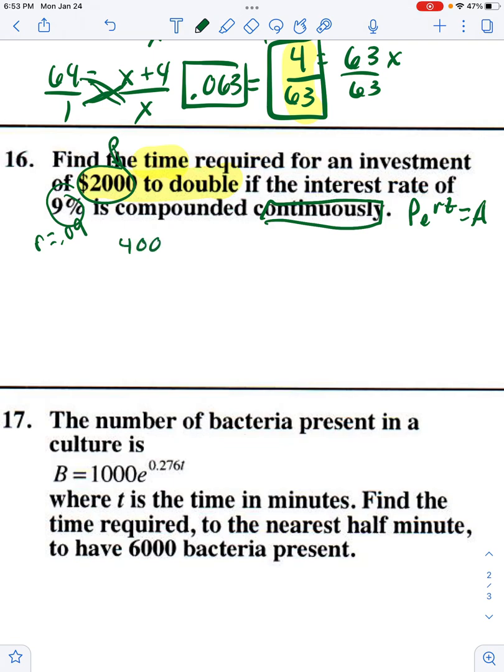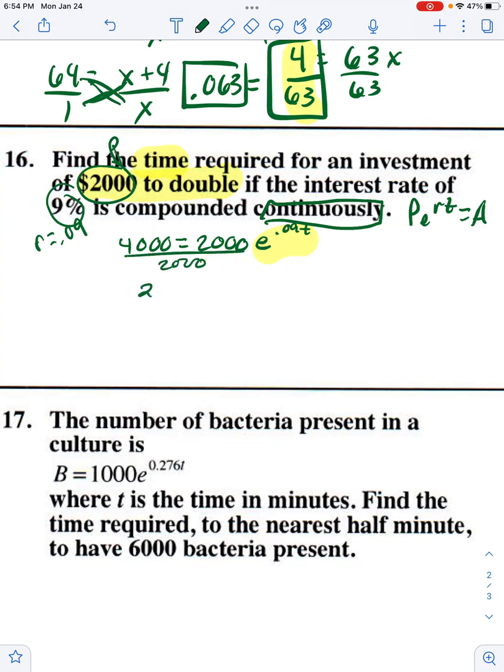So if we wanted to double and we started with 2,000, that means we're going to end with 4,000. So we end with 4,000. We started with 2,000. e to the 0.09t. Now your variable is up in the power. This is called solving an exponential equation. And that means this part has to get alone.